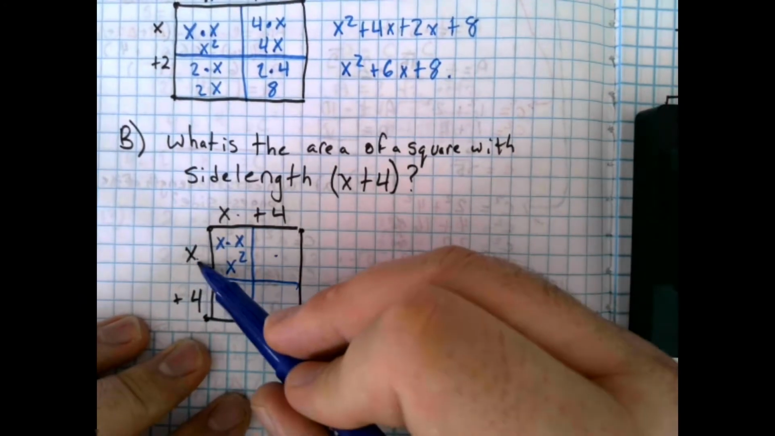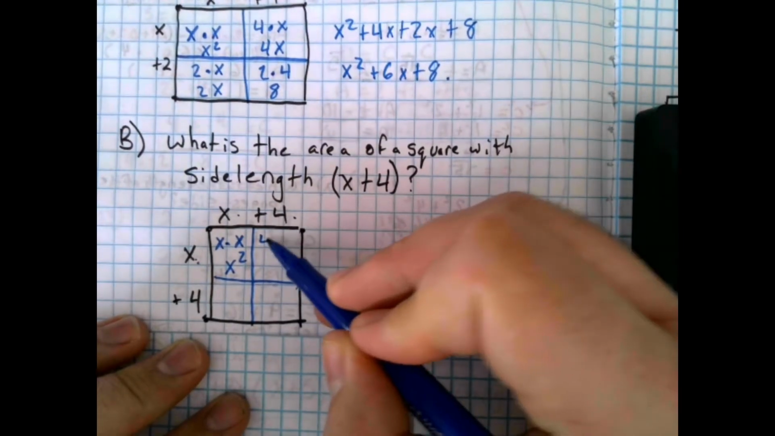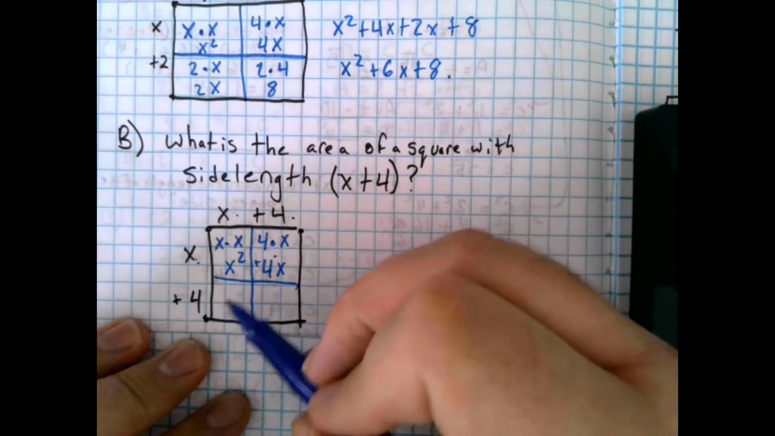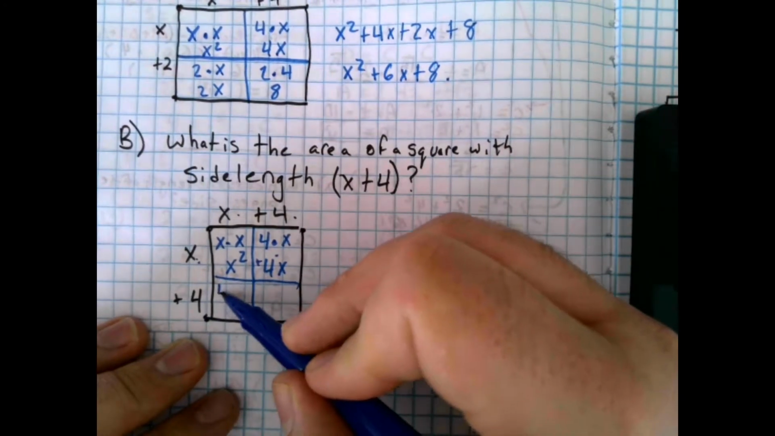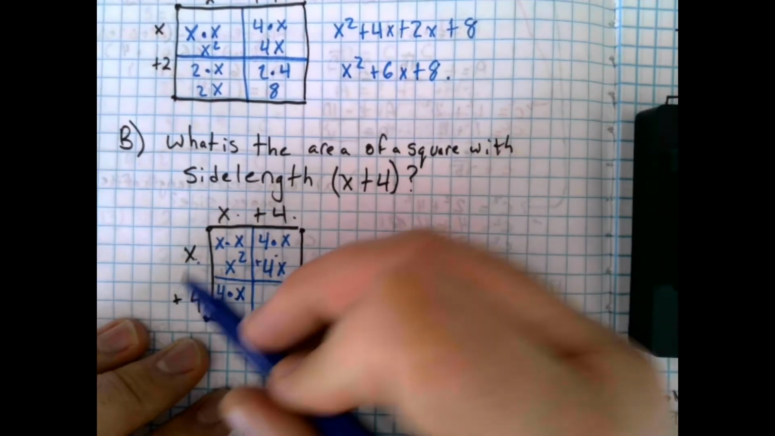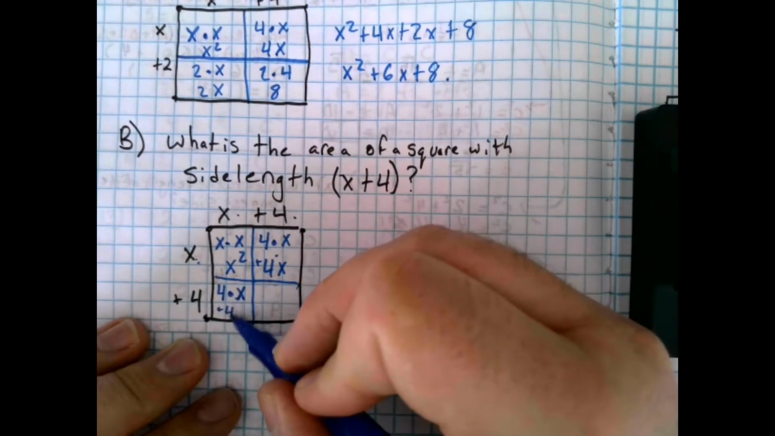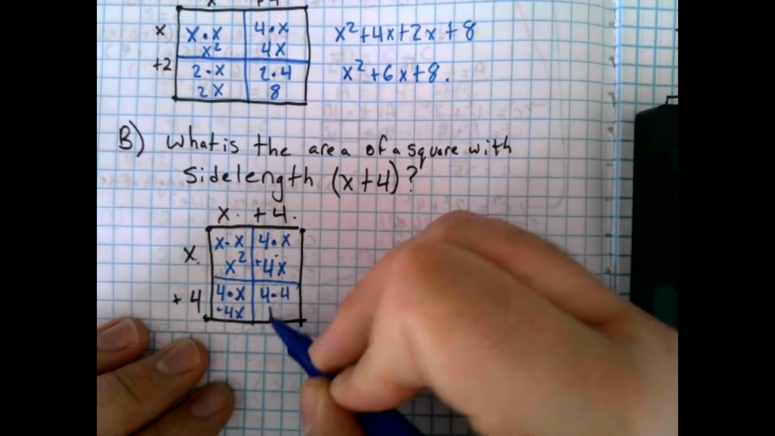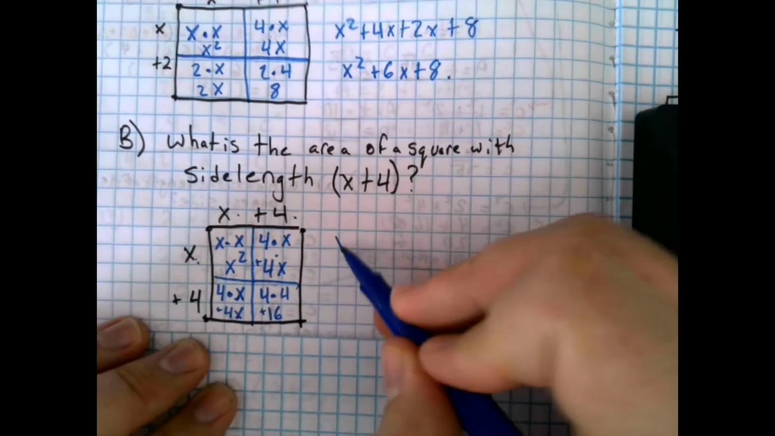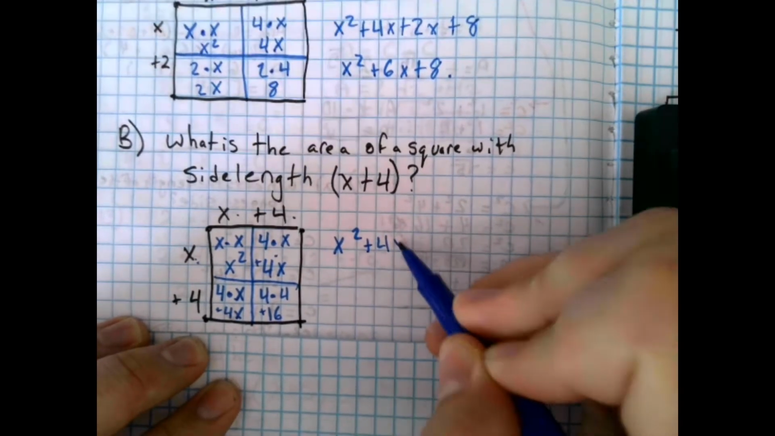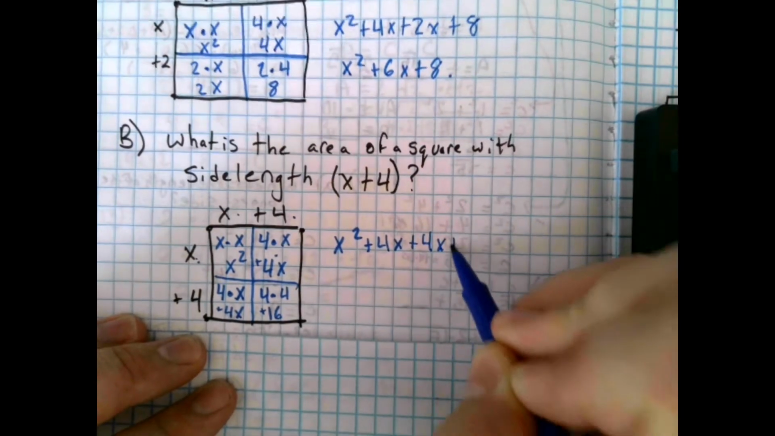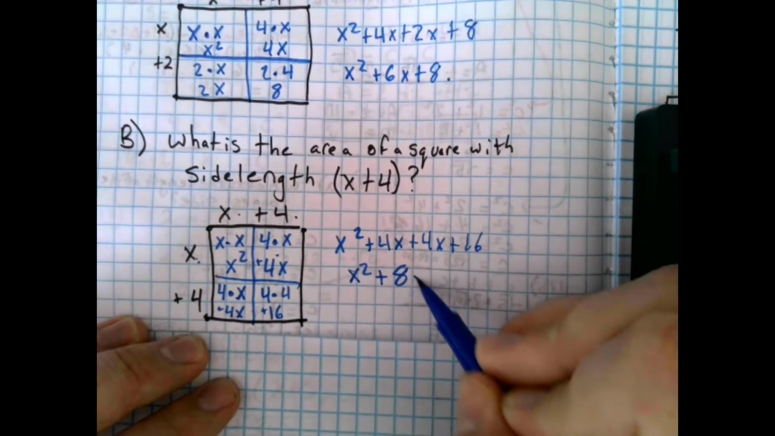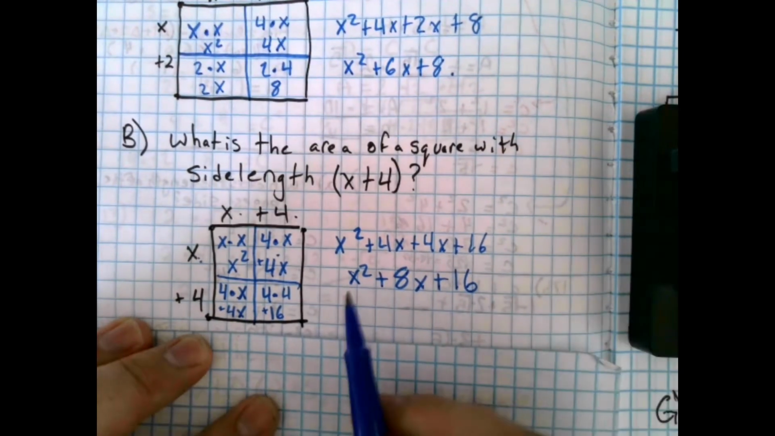This box is x by 4, so we're going to have 4 times x, or 4x, and it's positive. This box is also x by 4, so it's 4 times x. Both terms are positive, so it's positive 4x, and we have positive 4 times positive 4, and 4 times 4 is 16. So we have x squared plus 4x plus 4x plus 16, which gives us x squared plus 8x plus 16 as our final answer.